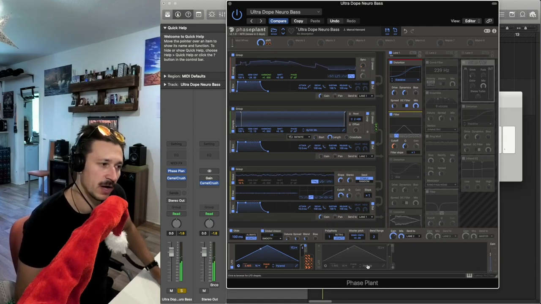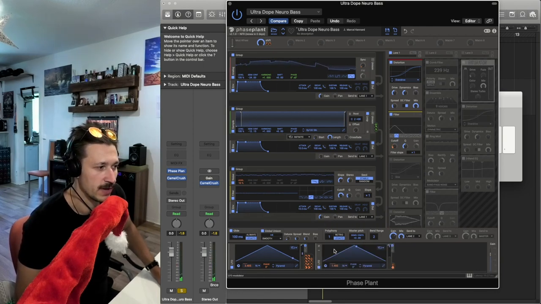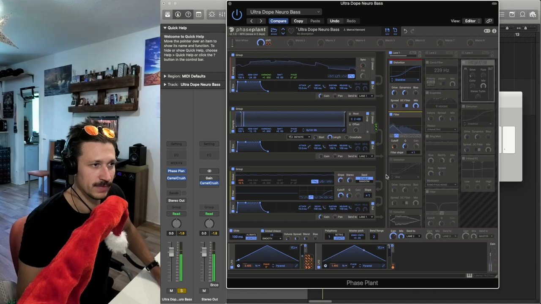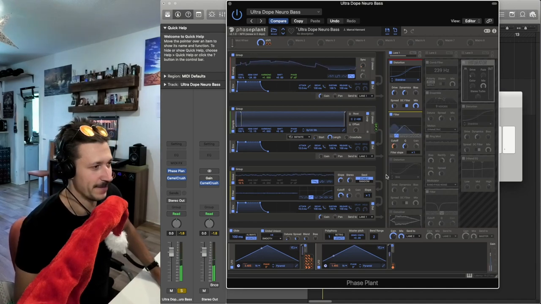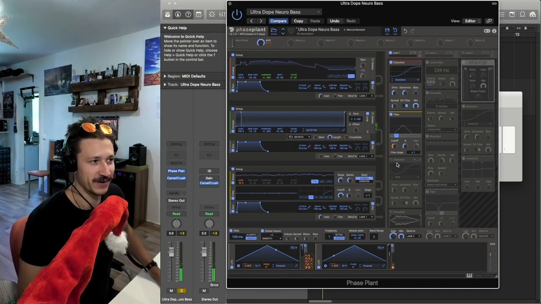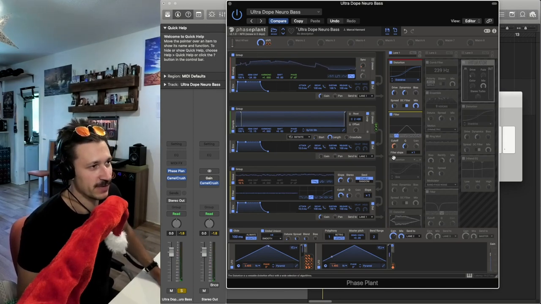Because I'm running an LFO into the phase of this one, that's why it looks like it's glitching out, because it keeps randomly skipping around. But that's how I get the more interesting, funkier movements that are a bit random, which is what I want.